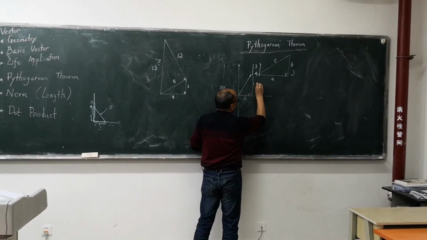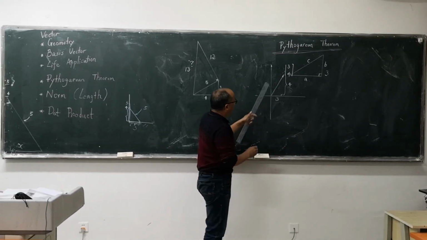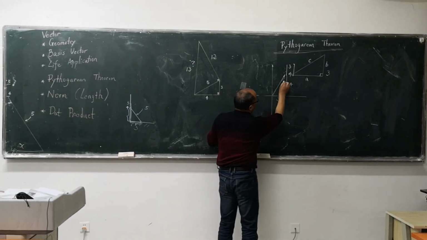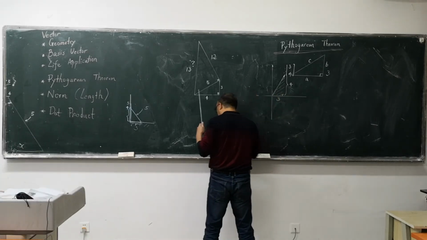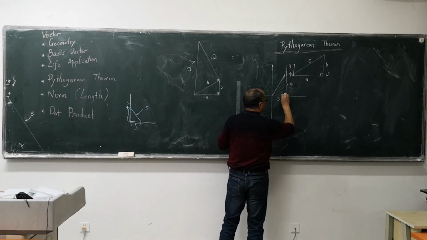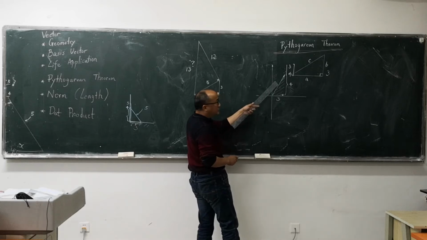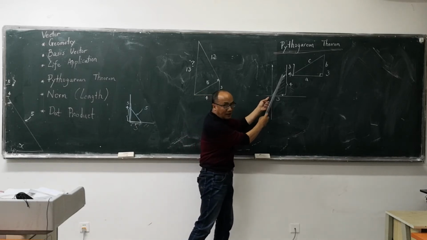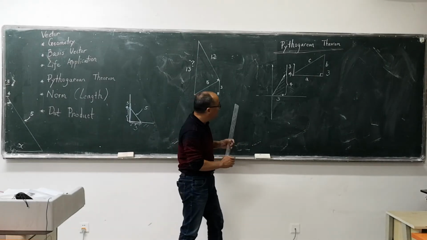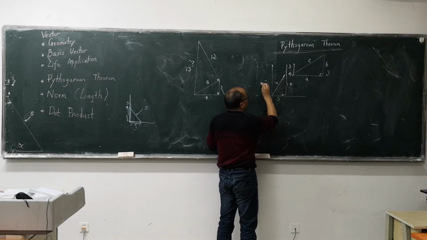Four. Okay. This is a right triangle. Do you see it? This is a right triangle. What's the length of this vector? What's the length of the hypotenuse? It is 5.